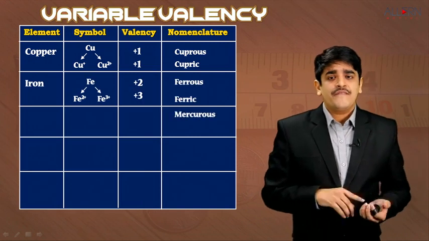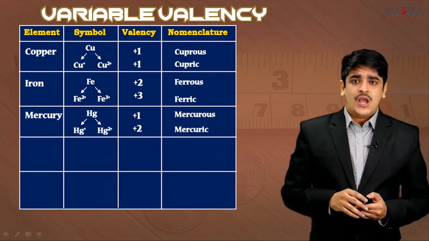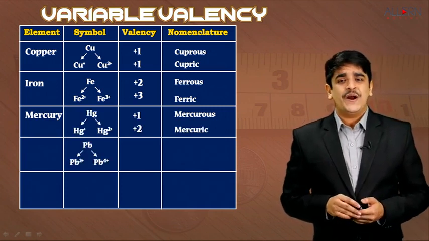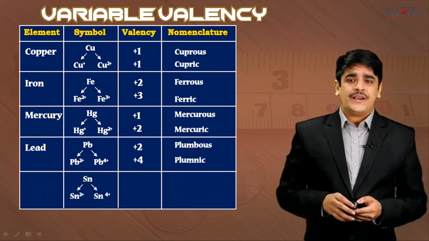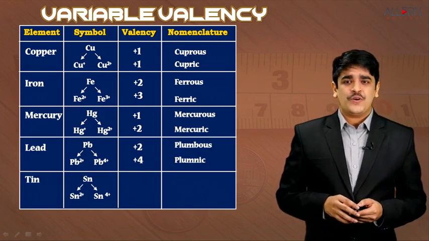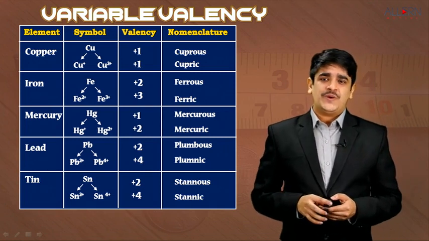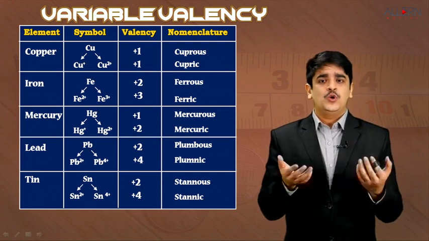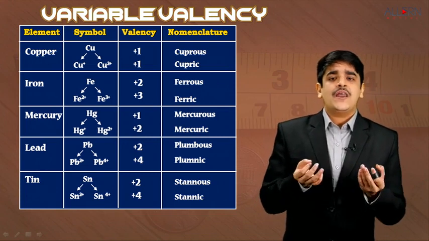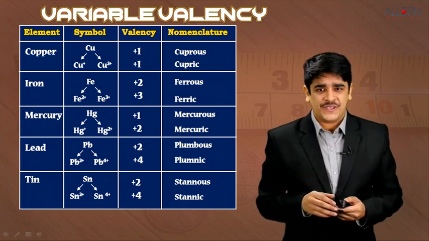Iron, ferrous and ferric with respect to +2 and +3. Mercurous and mercuric, +1 and +2. Plumbous and plumbic with respect to +2 and +4. Tin, stannous and stannic with respect to again +2 and +4. So always the lower valency is -ous, for example cuprous, ferrous, mercurous. Higher valency is -ic, for example cupric, ferric, mercuric respectively, right?